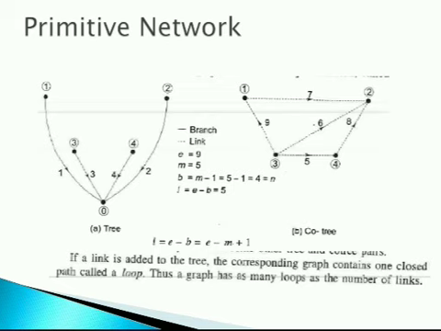Thus a graph has as many loops as the number of links. That means the number of links tells you the number of loops in the graph, and incidentally the number of links determines the number of mesh equations. Since the number of loops determines the number of mesh equations, and the number of links determines the number of loops, the number of links determines the number of mesh equations.